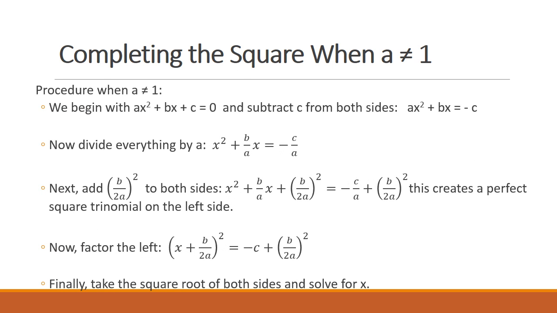If the number in front is not equal to 1, you're going to do the exact same process with one slight change. Before doing anything else, you're going to divide everything by a. Or you can subtract the c from both sides first and then divide by a. But before you actually begin the completing the square process, you want to divide everything by whatever that number in front of the x squared is. Then you're going to go through the exact same process that we just talked about.